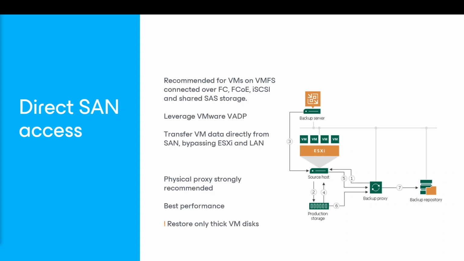Then it's going to be a physical machine. If it's iSCSI, you can choose physical or virtual. This method also has the best performance. But one thing to note is that when you use direct SAN access for restoring, it can only restore thick VM disks, right? So that's maybe something you don't want. In that case, you may want to use the virtual appliance mode, for example, with a virtual proxy to restore virtual machines, virtual disks.